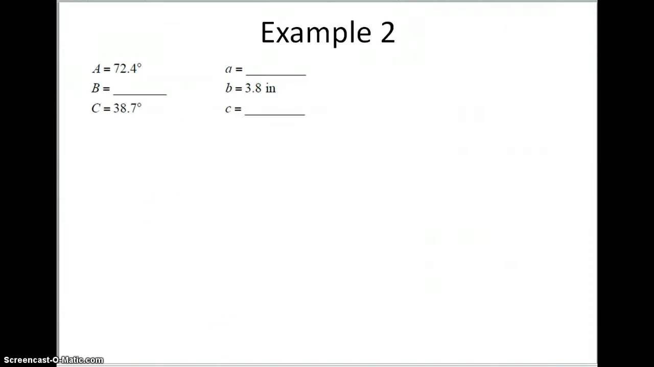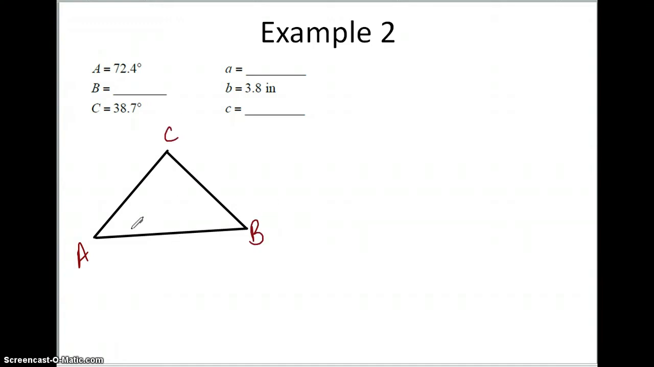Okay, example 2. So again, we're going to draw the triangle. Again, I just like to draw this generic triangle here. You can draw it any way you like. You probably don't even need really to draw the triangle, considering you're just using the law of sines. So angle A, angle C, angle B, and then you don't know the rest of them.